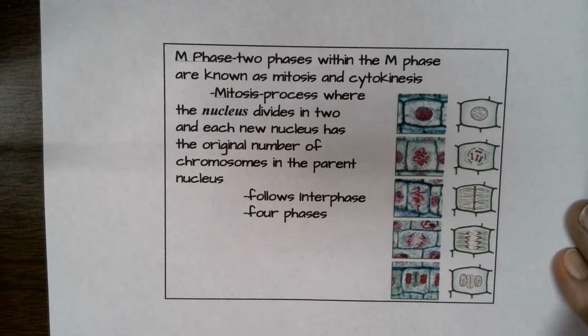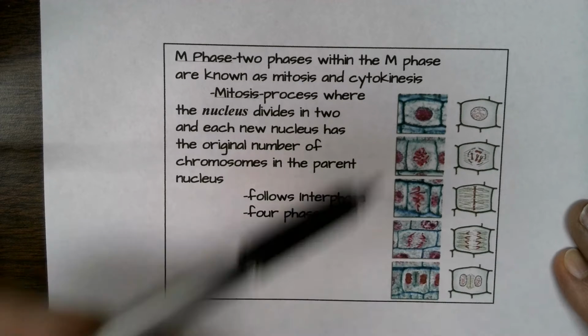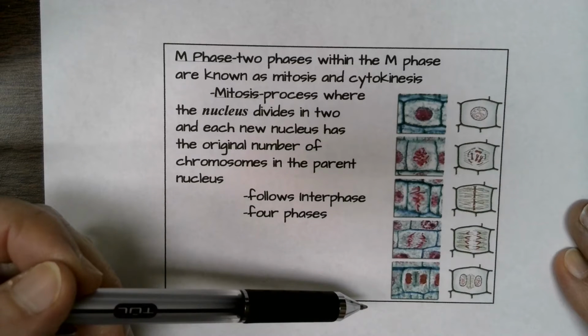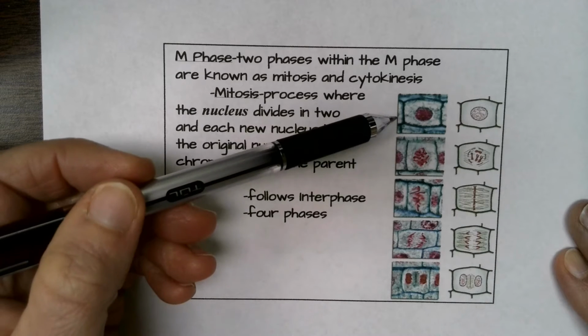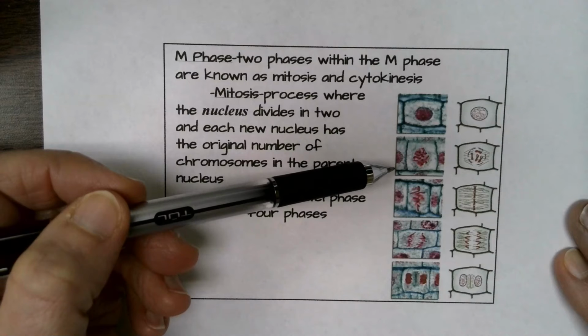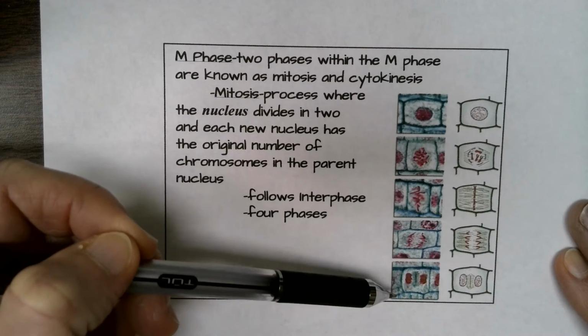And over here, what you're seeing is just an animation or a cartoon on the right of all of the phases of the cell cycle within a plant cell, and then you're seeing the same thing on the left, specifically in an onion root tip. So this is interphase, and then this is prophase, metaphase, anaphase, and telophase.